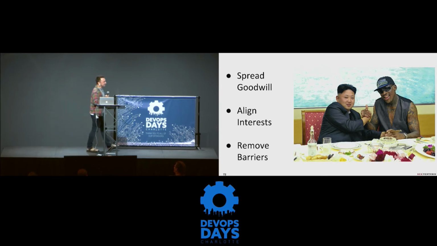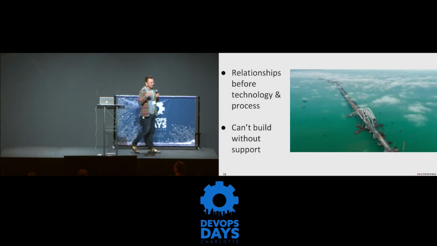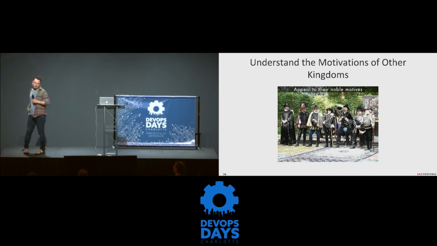There's a lot of pent-up ownership in these kingdoms, and we have to break that down. Don't worry about doing your technology first, because you're not going to have success with it. If people are not on board with what you're trying to accomplish, you're going to end up with a legacy environment that's derelict, and no one's using it. Some of the ways that we can approach this is to understand what motivates these other kingdoms. A key takeaway from How to Win Friends and Influence People is to appeal to their intentions. They want to do good things, and if you can appeal to that, they're going to want to work with you.